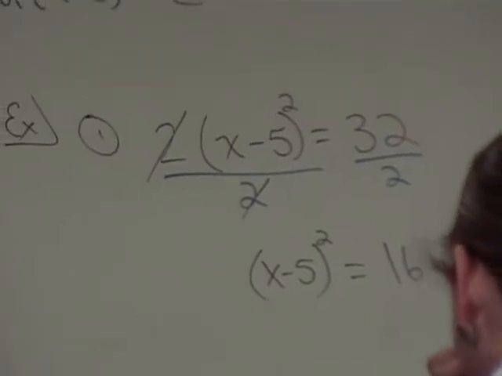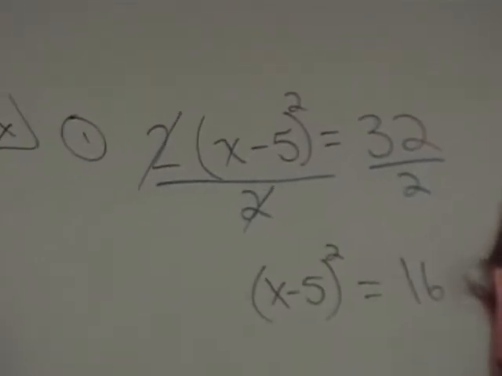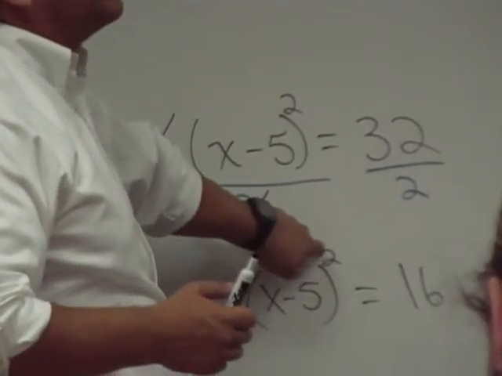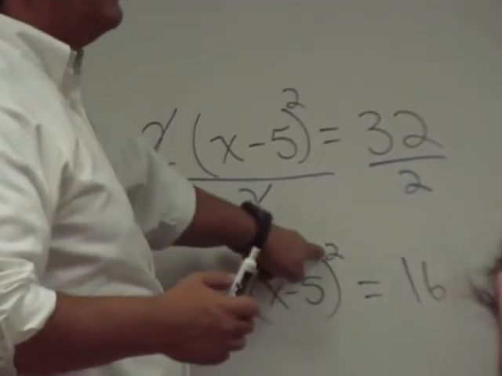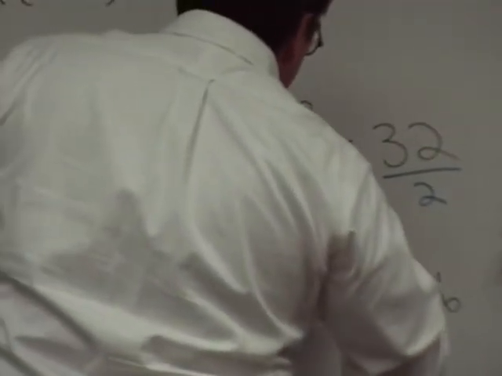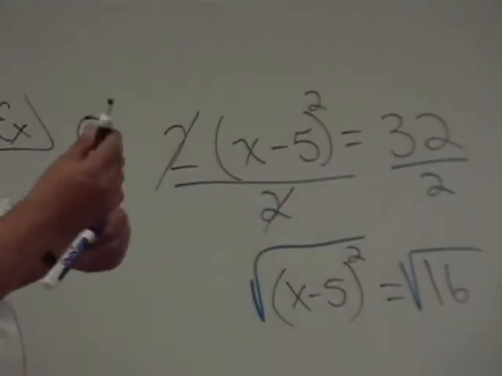Until when? Until I take the square root, which I'm about to do, because the next thing I need to cancel is this 2 right here, the squaring. What's the opposite of raising something to the second power? Taking the square root of that. So I'm going to take the square root of both sides. Now this is the only difference from what we've done up to now.